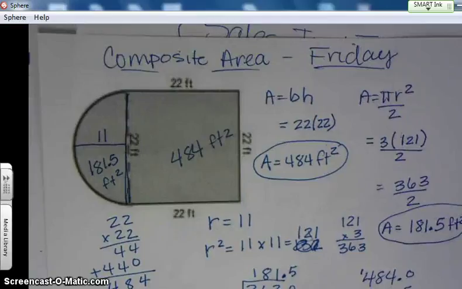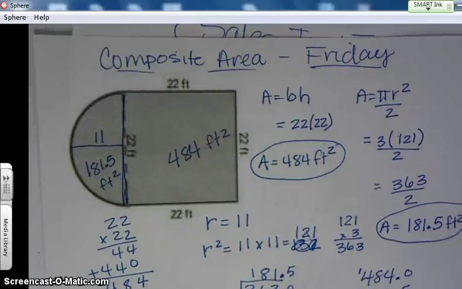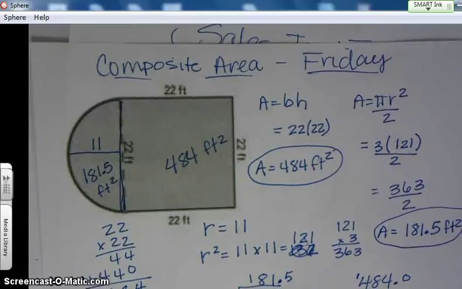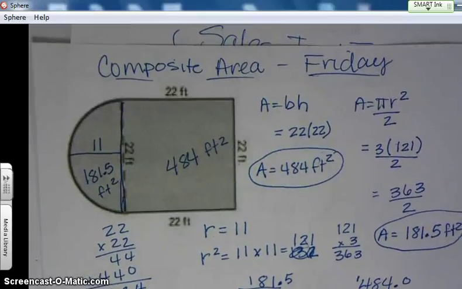Remember, you need to turn it in to me before school on Monday so that I have time to grade it. Your goal is to get 80% accuracy, and that is what we are shooting for.